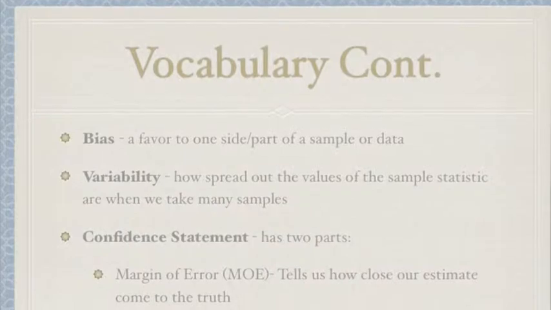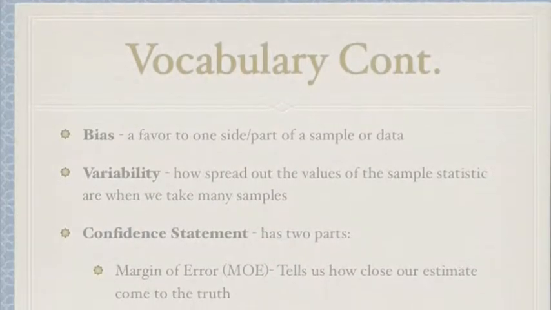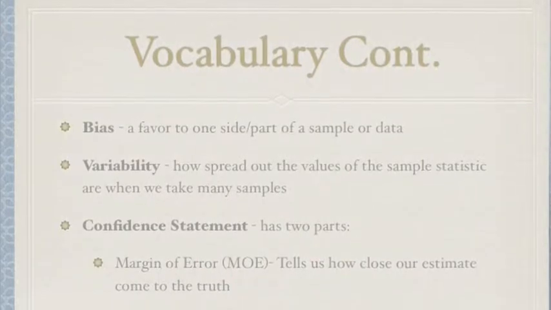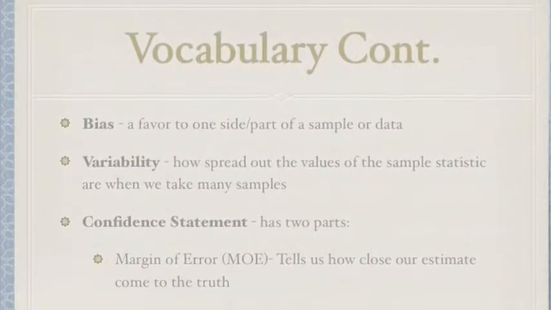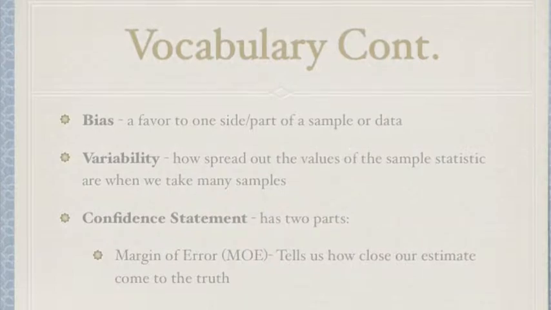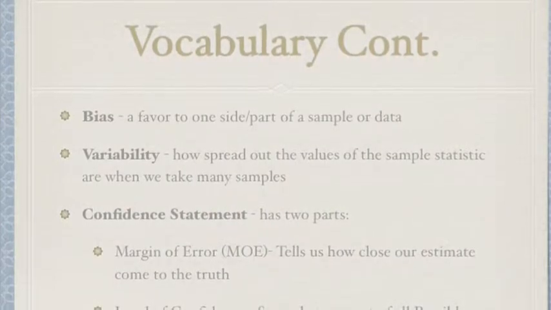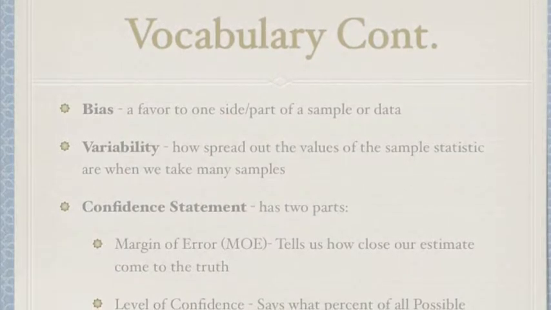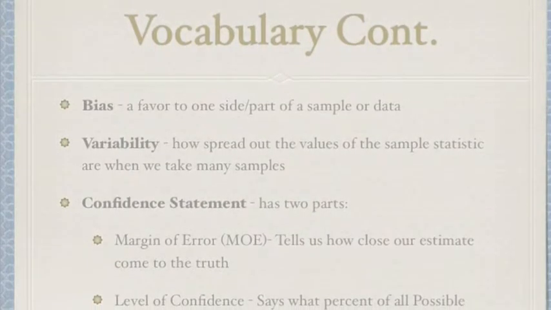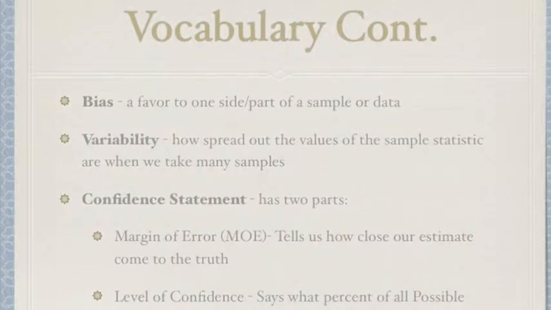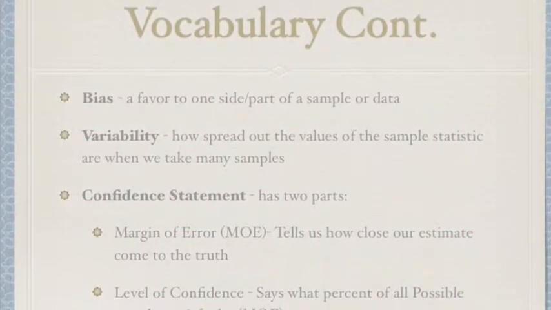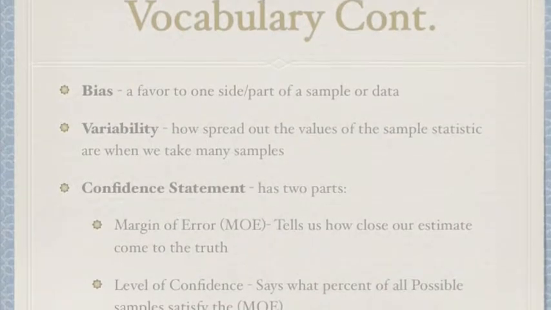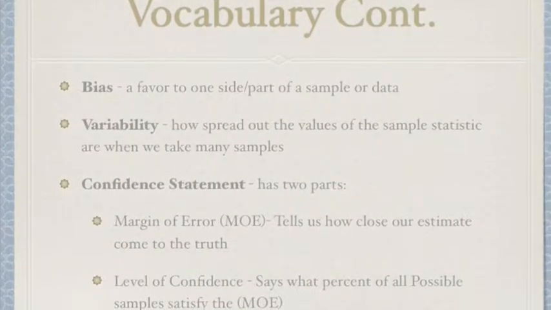Then the next word is bias, and that's a favor to one side or part of a sample or data. An example of that would be if someone asked a question like, do you think we should increase gun control to prevent things like the incident in Newtown, Connecticut where all those kids died? And that's bias because everyone would want to prevent children from dying, so it would probably cause a favor to the outcome in the way of getting rid of gun control.